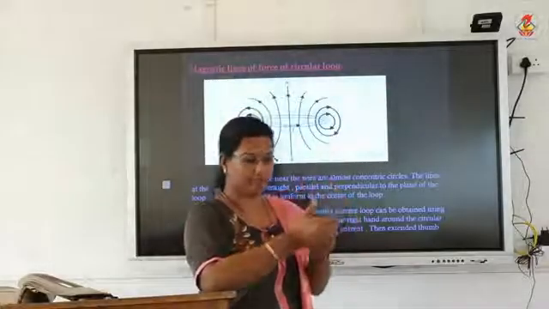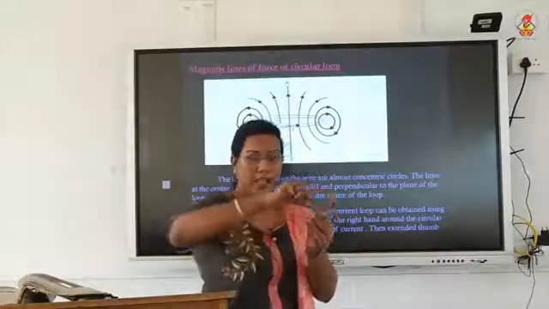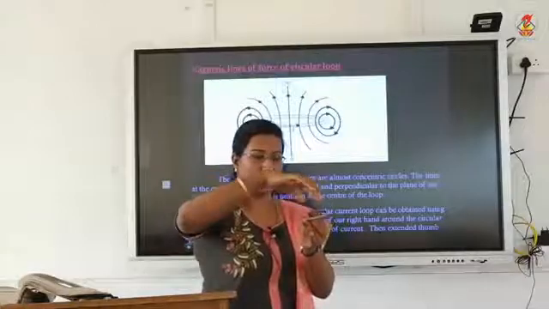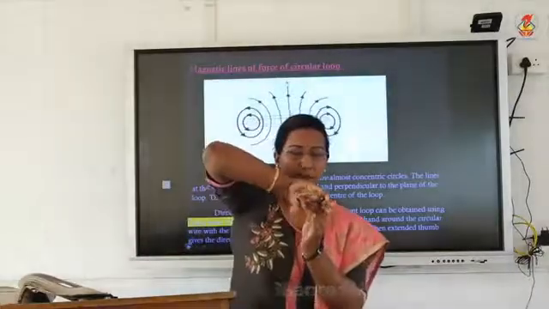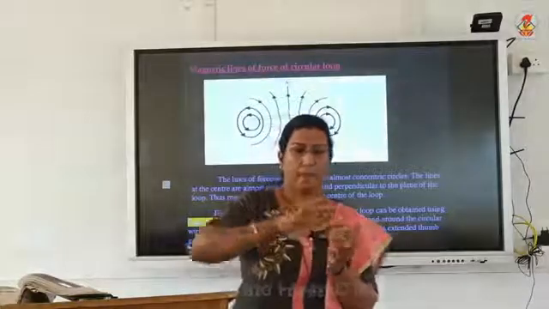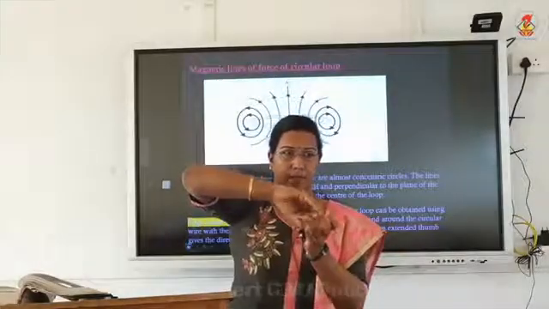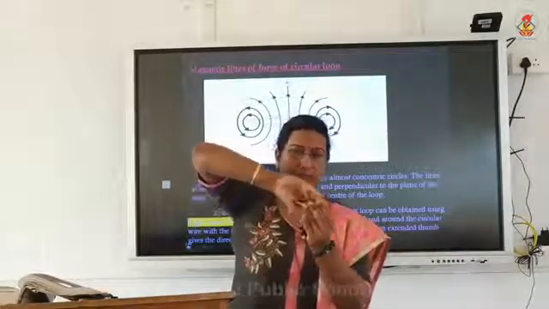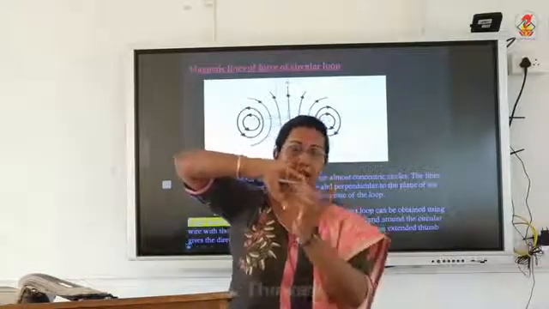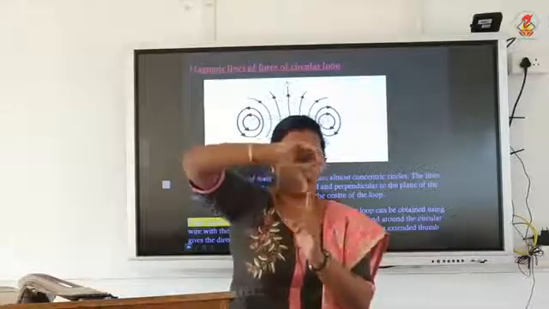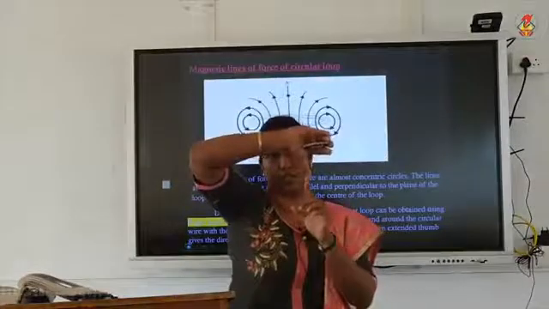Now imagine my current is flowing in this direction. Curl your fingers around the coil. This is the direction of current. So where is my north pole? My north pole is downward.